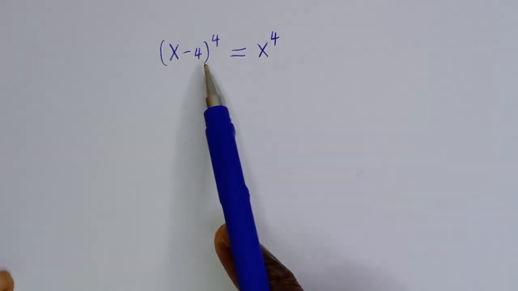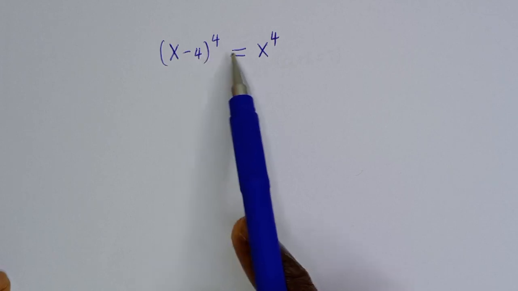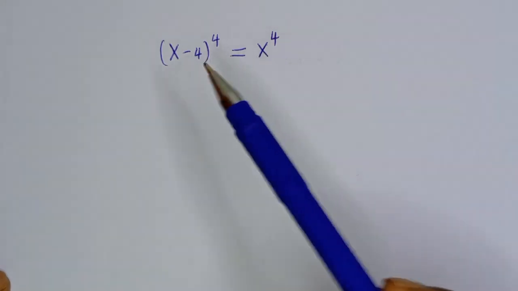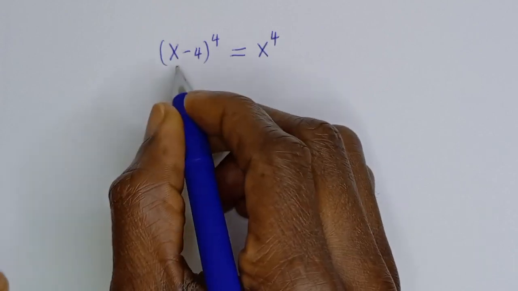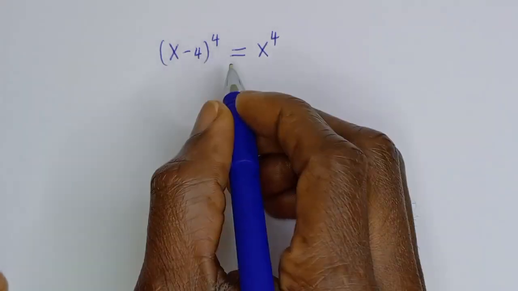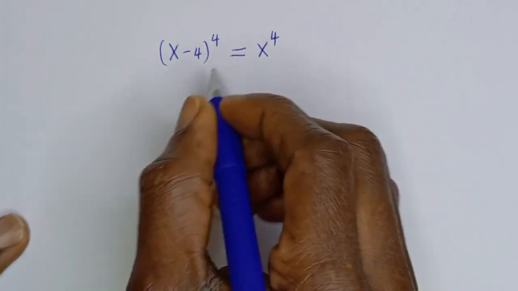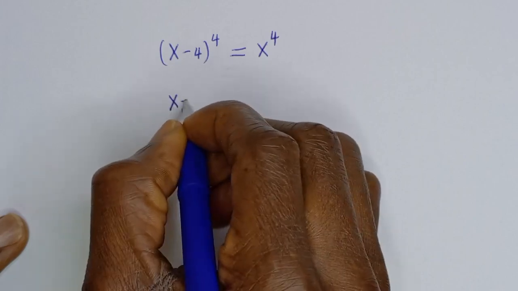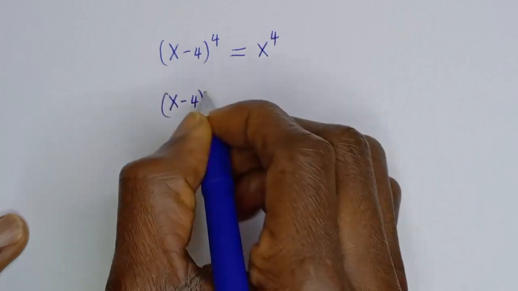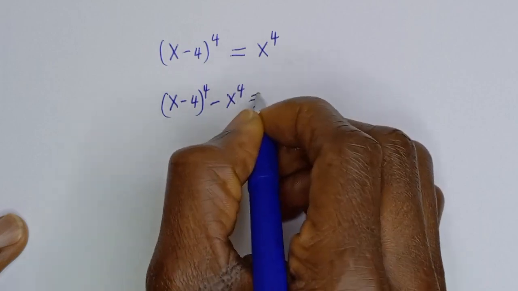Hello, how to solve for s from this given equation: (s − 4)^4 is equal to s^4. Solution. We have (s − 4)^4 is equal to s^4. Let's take this s^4 to this side. We have (s − 4)^4 − s^4 is equal to 0.